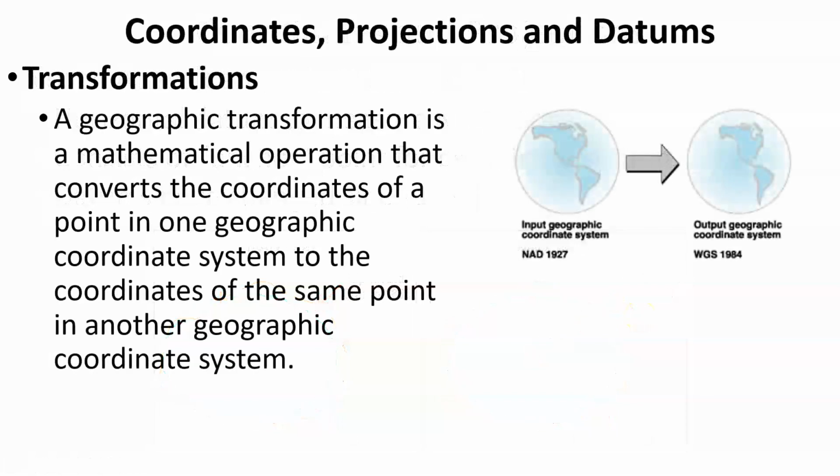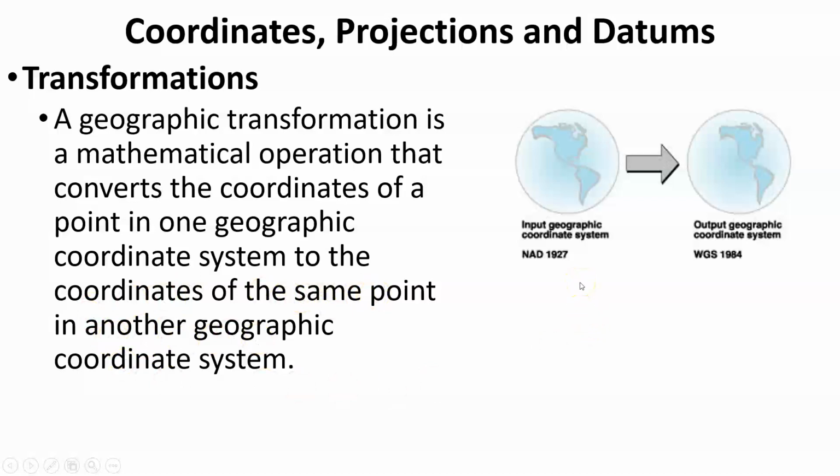Okay, we're coming to the end of this lecture, but I just want to also mention that sometimes whenever you need to update a system of data, you're going to need a geographic transformation when you need to update projections and datums. A geographic transformation is a mathematical operation that converts the coordinates of a point in one geographic coordinate system to the coordinates of the same point in another geographic coordinate system.